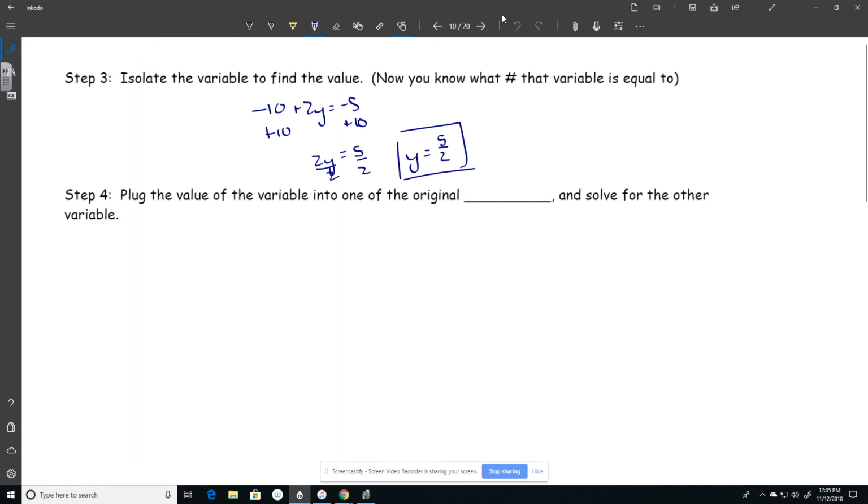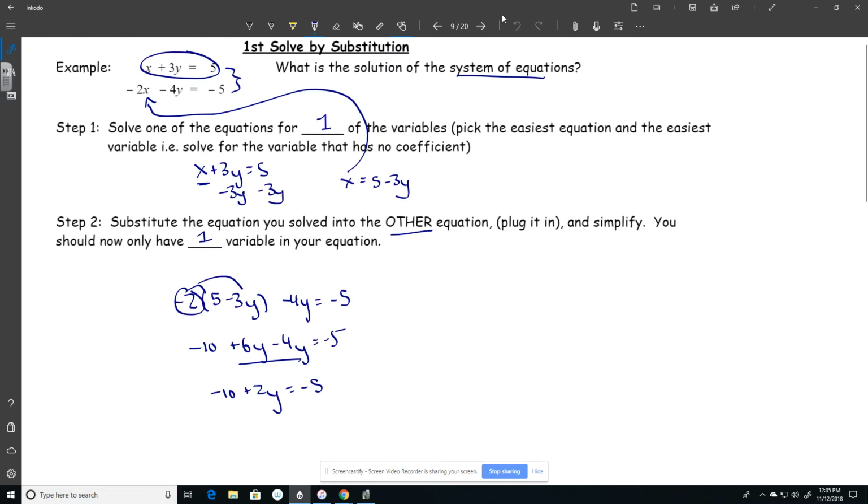Now I need to figure out, well, if y is 5 halves, what would my x value be? And to do that, I just plug my y value into one of the original equations. The nice thing about this step is it doesn't matter which equation I use. I can pick my x plus 3y or this bigger equation. I'm going to pick the simple one, x plus 3y.